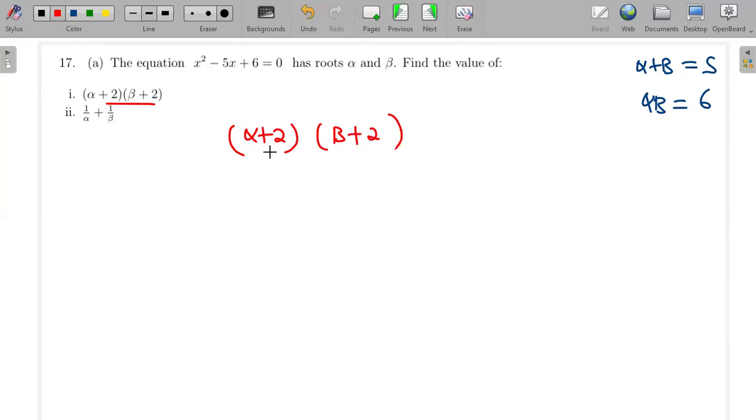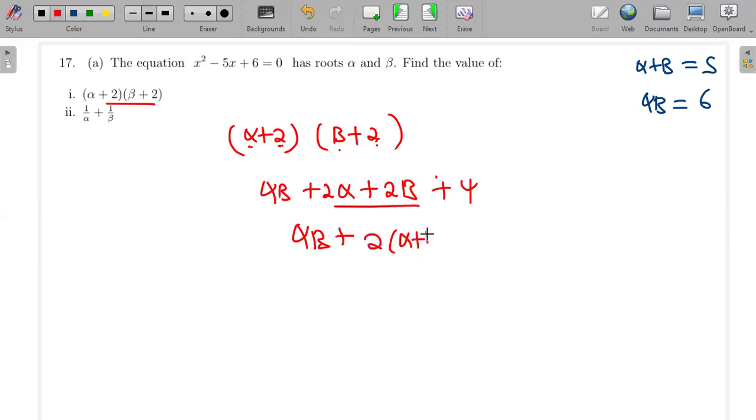So what do we do? We expand. So alpha multiplied by beta, I get alpha beta. Alpha multiplied by 2, I get plus 2 alpha. 2 multiplied by beta, I get plus 2 beta. And then 2 multiplied by 2, I get 4. Okay, so this here will mean that I have alpha beta plus, here I can factorize the 2 to have alpha plus beta, and then plus 4.